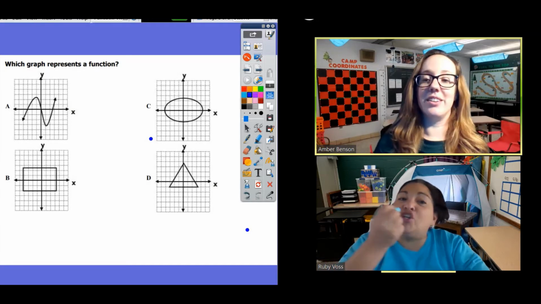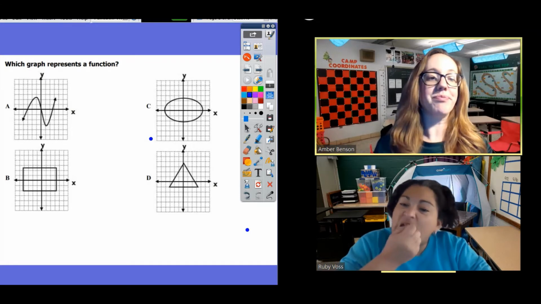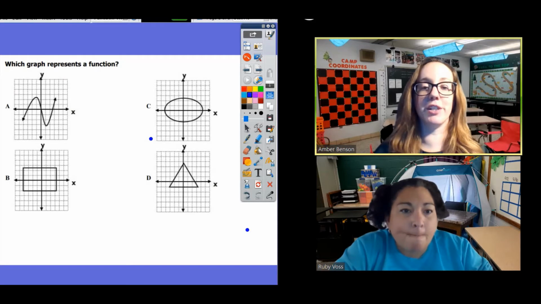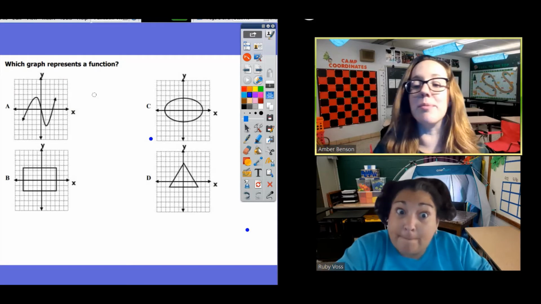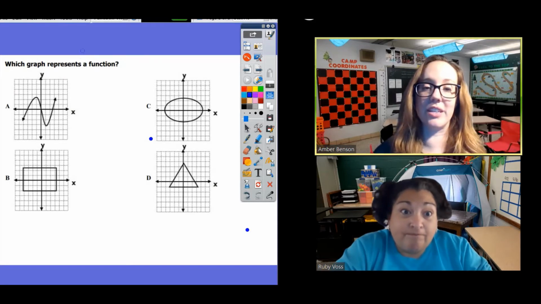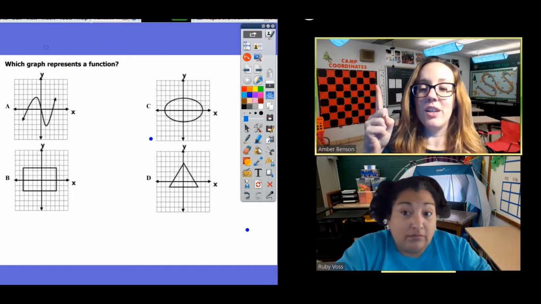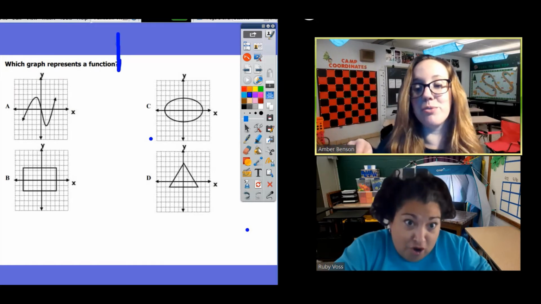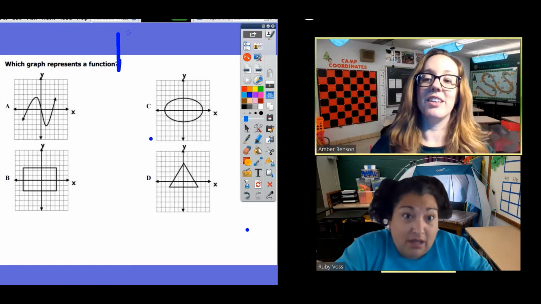Okay, Miss Benson, this one's yours. First question says, which graph represents a function? And there's one simple way that we can test all of these. What is that? The vertical line test.